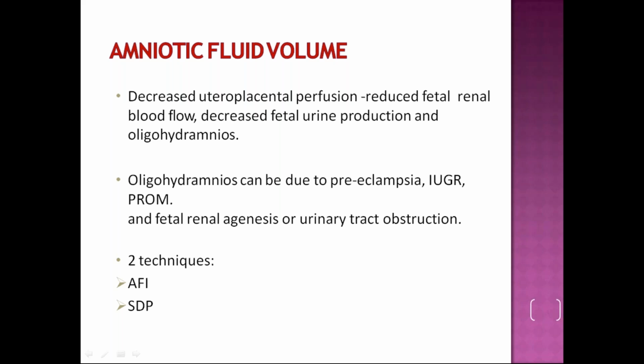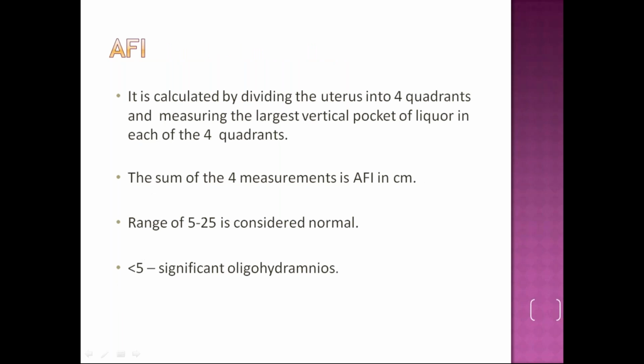Oligohydramnios could be due to preeclampsia, IUGR, rupture of membranes, or sometimes renal pathology. So how do we measure the AFI? It is calculated by dividing the abdomen into four quadrants: upper right, upper left, lower right, and lower left. We measure the vertical pocket in each quadrant and sum them all up.